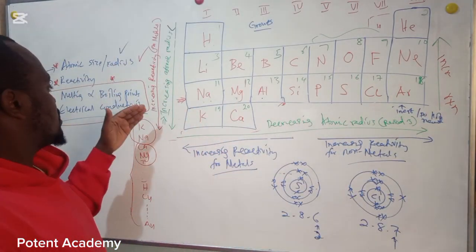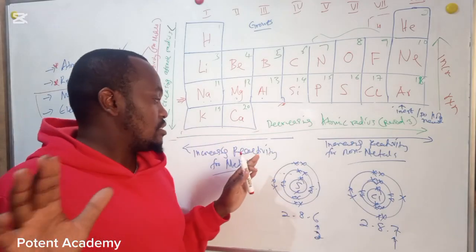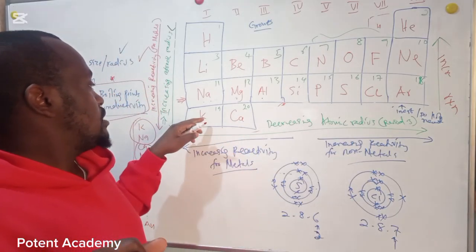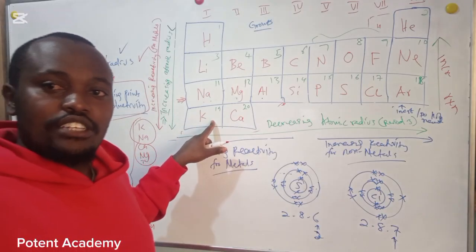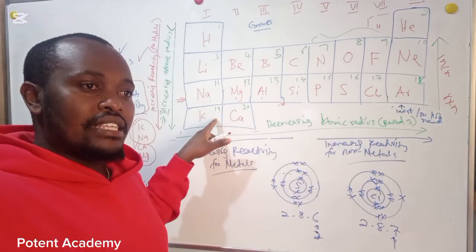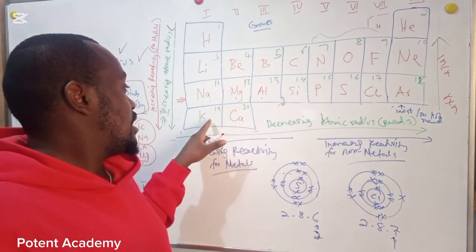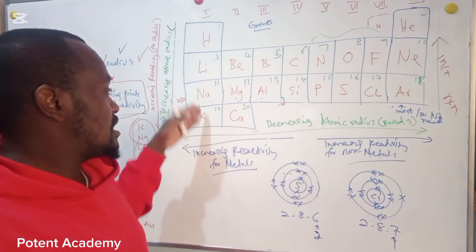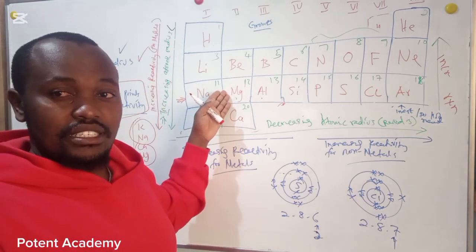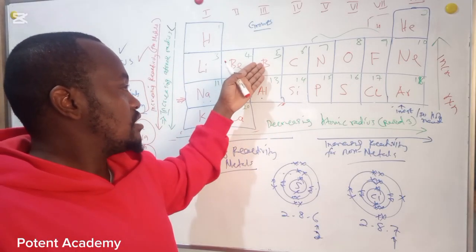So what about reactivity? We said metals and nonmetals have different trends when it comes to reactivity. We said this one with a larger atomic radius has greater ease of losing its outermost electron than sodium. Therefore, reactivity increases as you go down the group. The same here. Calcium is more reactive than magnesium, and aluminum is more reactive than boron.